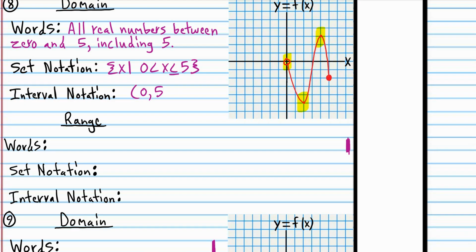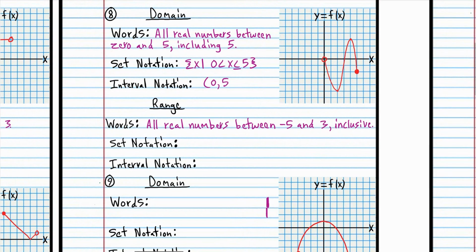Here we have a hole, so it seems like 0 is not part of the range because y is 0 at that point, but we have points over here that do have y values of 0. So the range is all real numbers between -5 and +3. Because those are the smallest and biggest y values of the points on that graph. And we say inclusive because these points don't have holes.